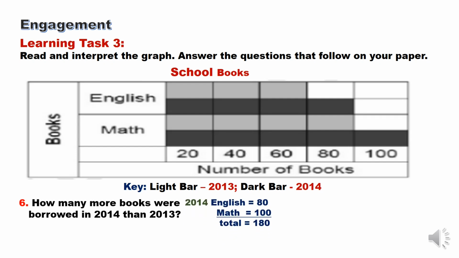So for 2014, there are 80 English books and 100 mathematics books with a total of 180 books. While in 2013, there are 60 English books and 80 mathematics books with a total of 140 books. Then 180 minus 140 equals 40.